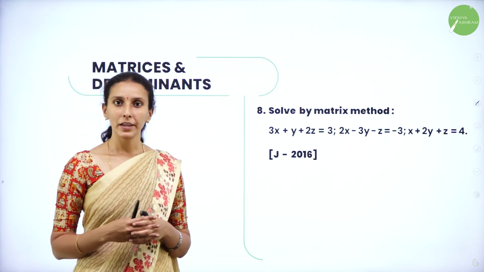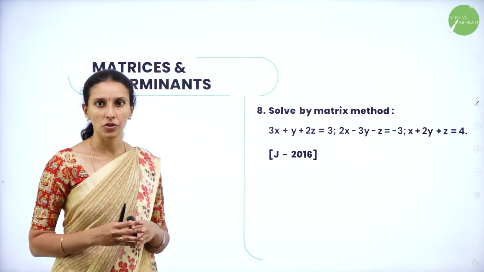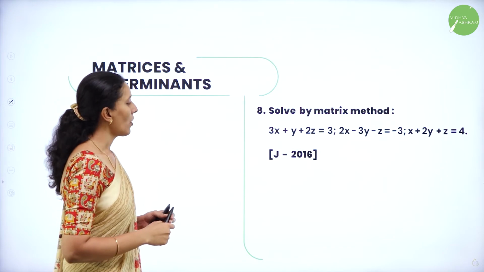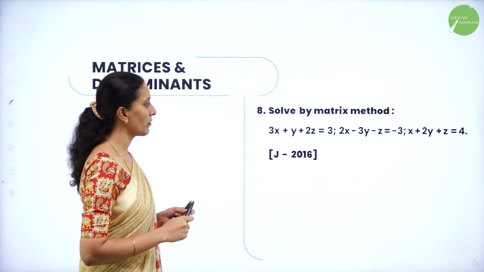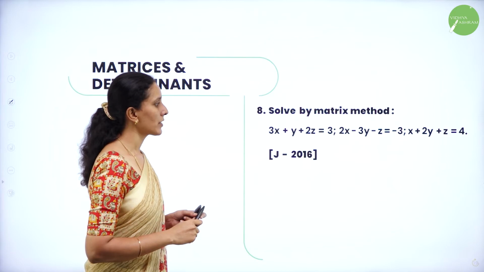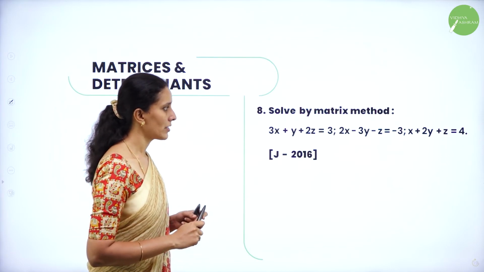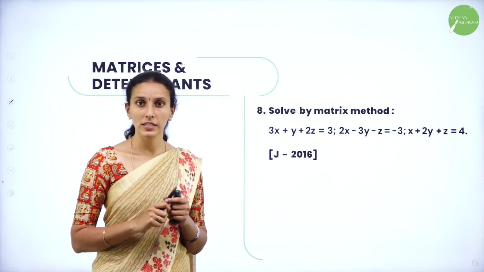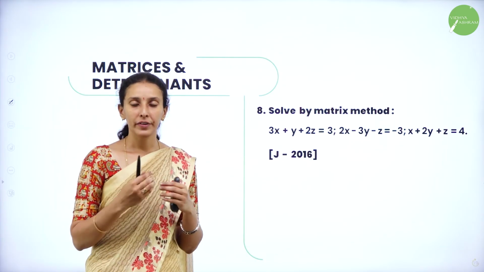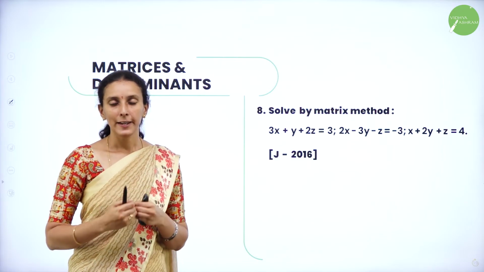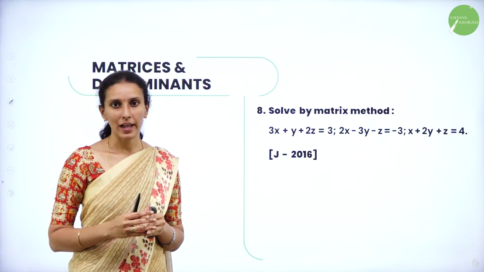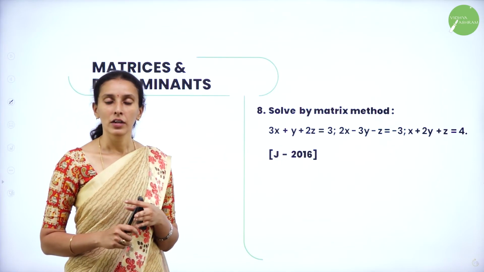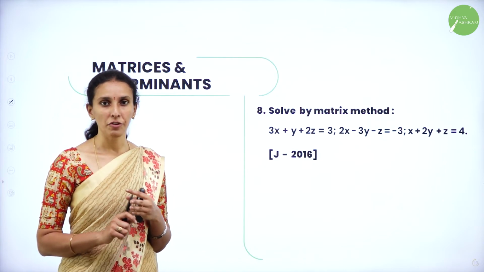Other type, they may give you directly the linear equations to solve and find the values of x, y, z. So let's look at the question. Solve by matrix method. 3x plus y plus 2z is equal to 3. 2x minus 3y minus z is equal to minus 3. x plus 2y plus z is equal to 4. So this was asked in July 2016. In the previous question, we have only framed simultaneous linear equations and solved the values for x, y and z. Here they have given the linear equations. We are supposed to solve and find the values of x, y, z.